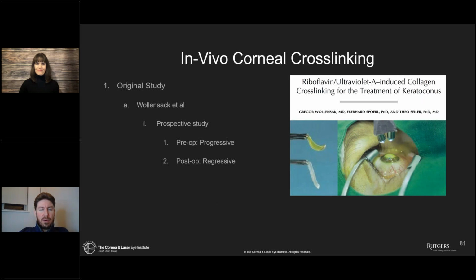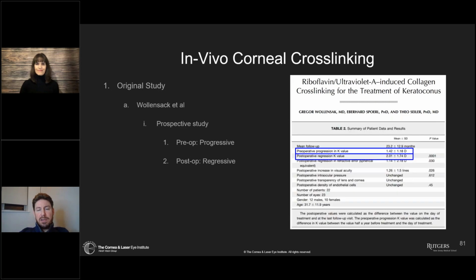So if we get to in vivo cross-linking, this was the first study that was really the seminal paper on this, and this is the technique that the US FDA approved cross-linking technique is based on. Essentially, this was a prospective trial. They looked at preoperative progressing keratoconus, and postoperatively after the procedure, they found that the cornea is actually flattened a bit.